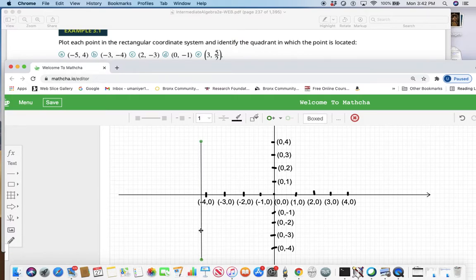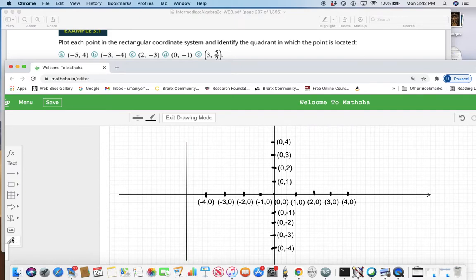Notice how when it moves, it crosses the x-axis. Here it joins the y-axis and you can't tell which is what, but otherwise it intersects the x-axis. So this is the one that's going to help us keep track of x coordinates. So the first one has to be negative 5, 4. That's the point we are looking for.